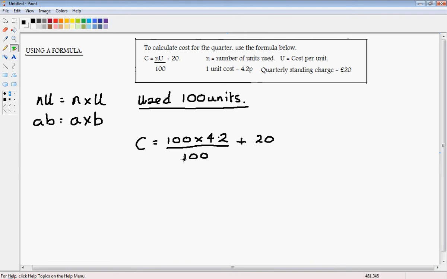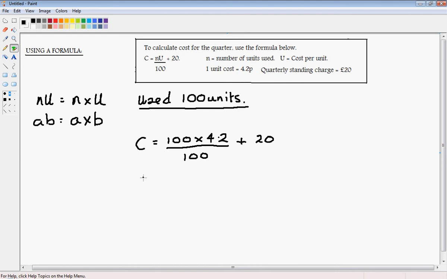Now the reason that they want us to divide by 100 here is because the unit costs are in pence, but the standing charge is in pounds. So when we've multiplied out our units, we'll get so many pence. So if we divide by 100, that converts that into pounds, which we can then add to the £20.